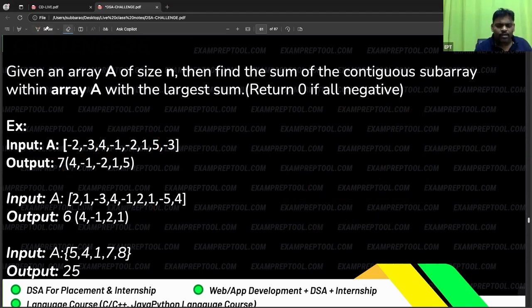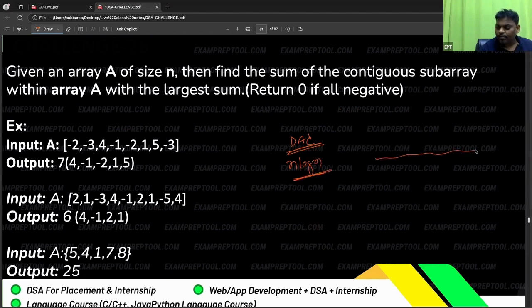Using divide and conquer, you can solve this problem, but it will take n log n time. Using DAC, divide and conquer, you can solve this problem. Time complexity is n log n.